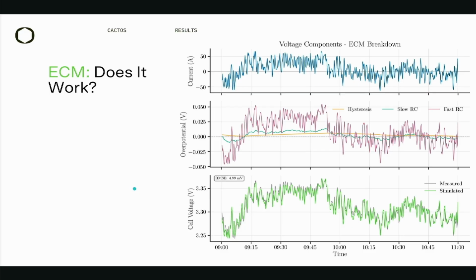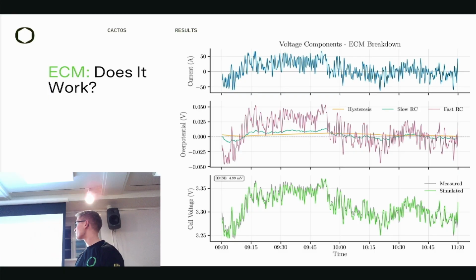So, does this approach work? On the right, you can see the performance of the developed model. At the top are the current measurements, which fluctuate quite a lot. And in the center are the different voltage components, which all have different magnitudes and time constants. And then, most importantly, here in the bottom plot, you can see the simulated voltage as green and the measured voltage as the gray line. As you can see, these overlap extremely well, almost perfectly. So this indicates that the simulation is working and represents the actual cell.